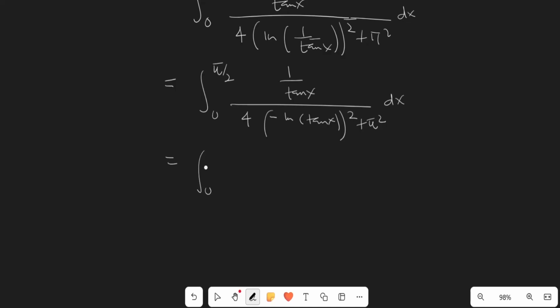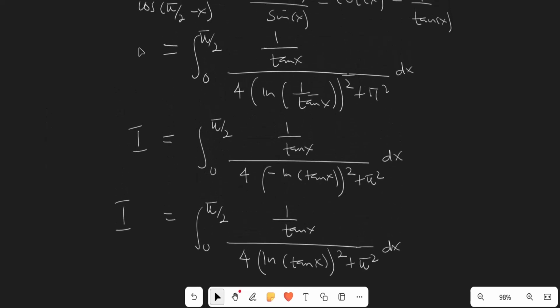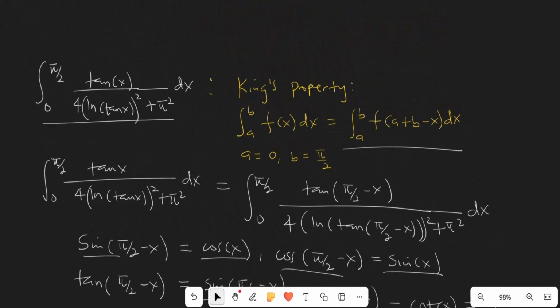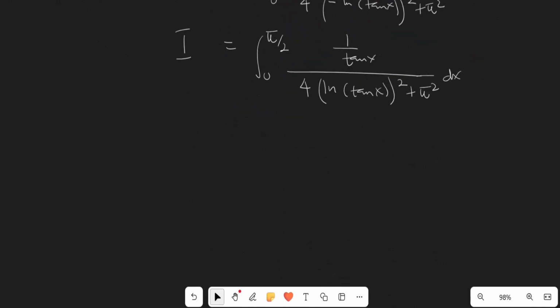And this is the same as the integral from 0 to pi over 2 of 1 over tan of x, over 4 times negative natural logarithm of tan of x, squared, that is positive natural logarithm of tan of x, all this squared plus pi squared dx. So this is the same as I all along. This is I, this is I. Our original integral we can also call I, because they are the same. That is just by using the transformation from the King's property.